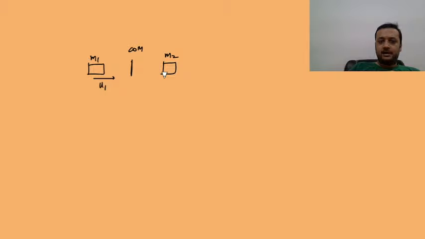Now let us try to find why this method works. Let us say in the COM frame, this is mass m1 and this is coming at u1. Remember, I'm talking about the COM frame. Let us say m2 is coming at u2 in the COM frame. So u2 is the velocity of m2 in the COM frame and u1 is the velocity of m1 in the COM frame. Since the linear momentum must cancel out, m1 u1 should be equal to m2 u2, right?